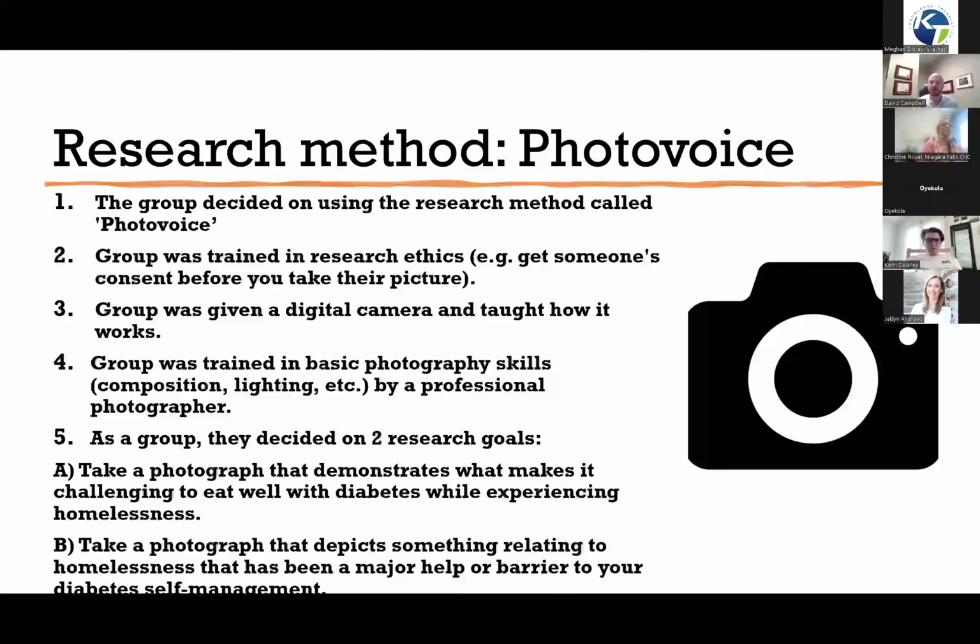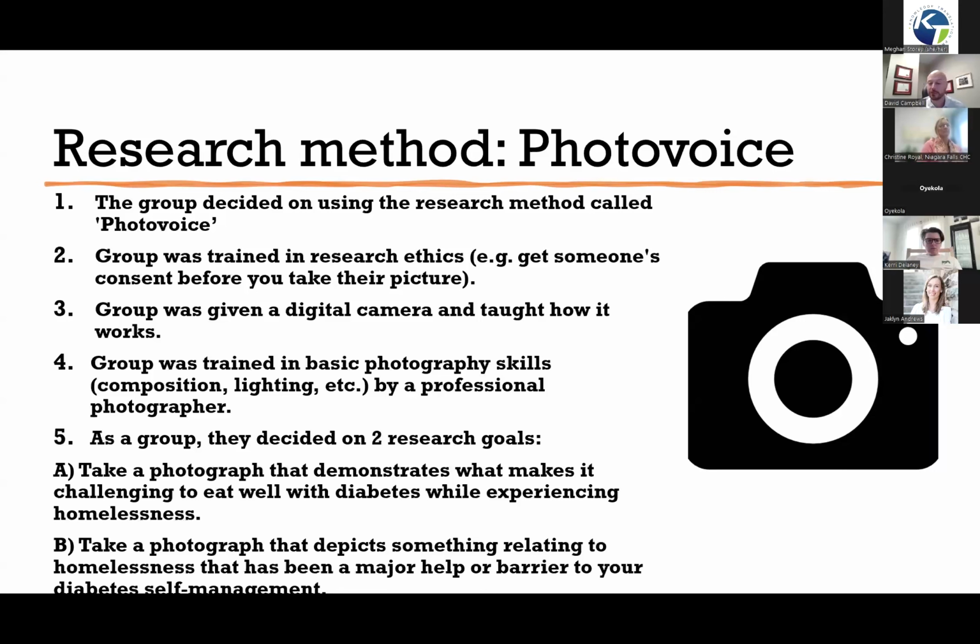We used photo voice, and this is using a group of people with lived experience of diabetes and homelessness who got together and decided together that they wanted to use photo voice. To get there, there were a number of steps that we needed to follow. We trained the group in research ethics, and what needed to be done to take photographs ethically and to respect people's privacy.